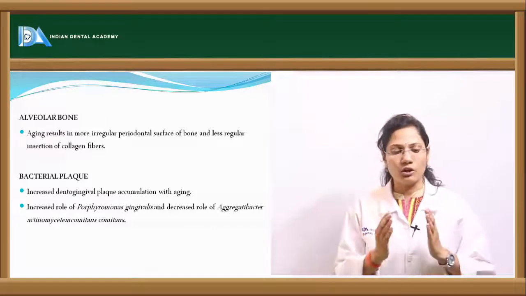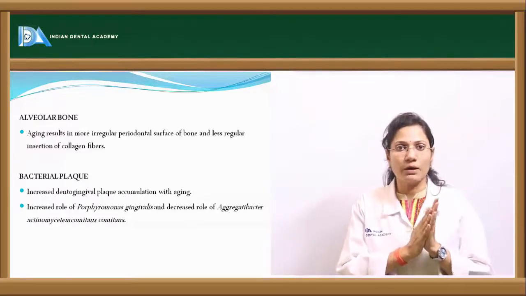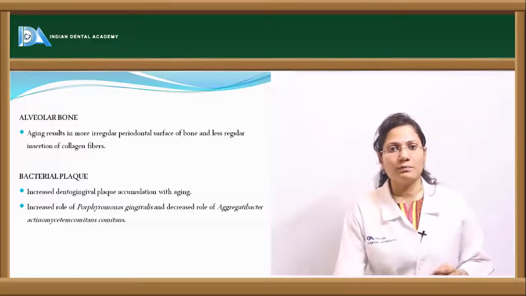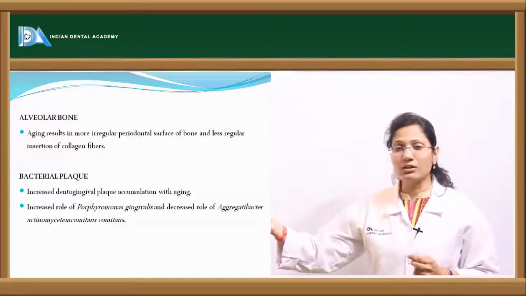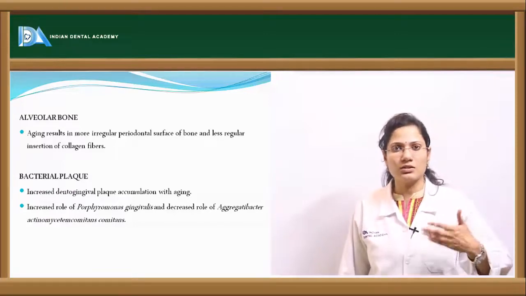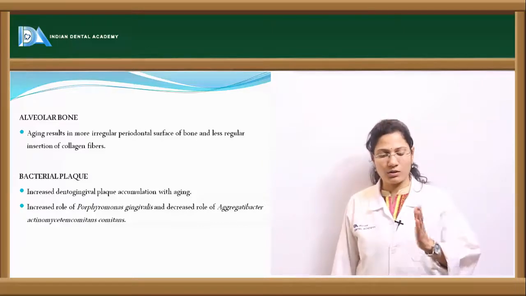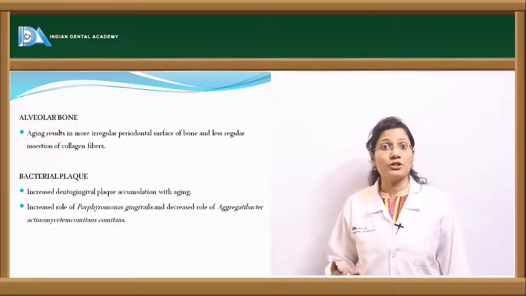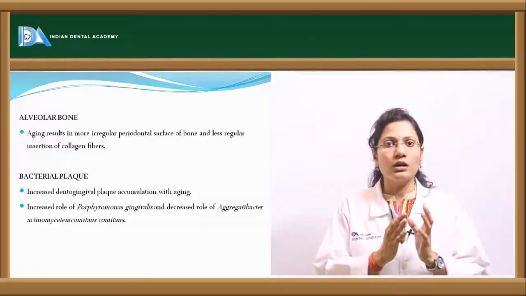Apart from that, your alveolar bone facing towards your periodontal ligament will become more irregular. So the attachment with your Sharpey's fibers can be compromised. Then apart from that, you have less regular arrangement of your collagen fibers. That's why your Sharpey's fibers get less regularly arranged or inserted onto your alveolar bone which is facing your PDL. Now these are the changes we saw with respect to your periodontium.